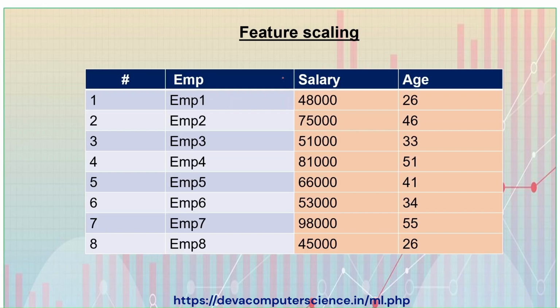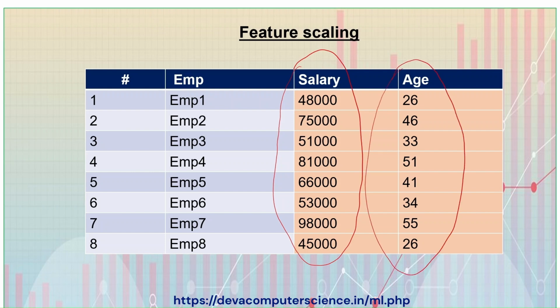Let's have a look at what feature scaling actually is. Feature scaling is applied to a column like salary or age. It is never applied across columns or to a row. Never applied to a row, and also not across columns, meaning combined columns.